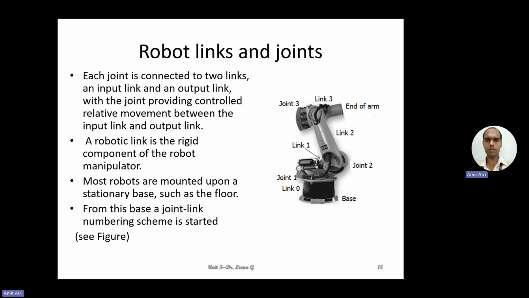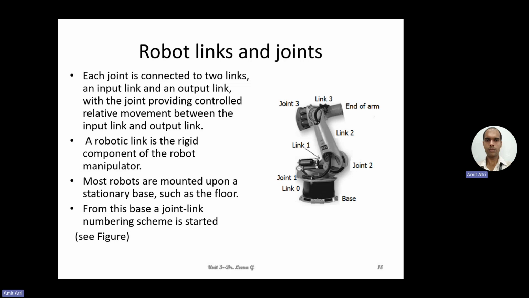So now comparing with the human arm, joints like the shoulder joint, elbow joint, wrist joint. Then the link is the arm between the shoulder joint and the elbow joint. Okay, the forearm is the section of the human arm between the wrist joint and the elbow joint. They are the links. So each joint is connected to two links, an input link and an output link, with the joint providing controlled relative movement between the input link and output link.